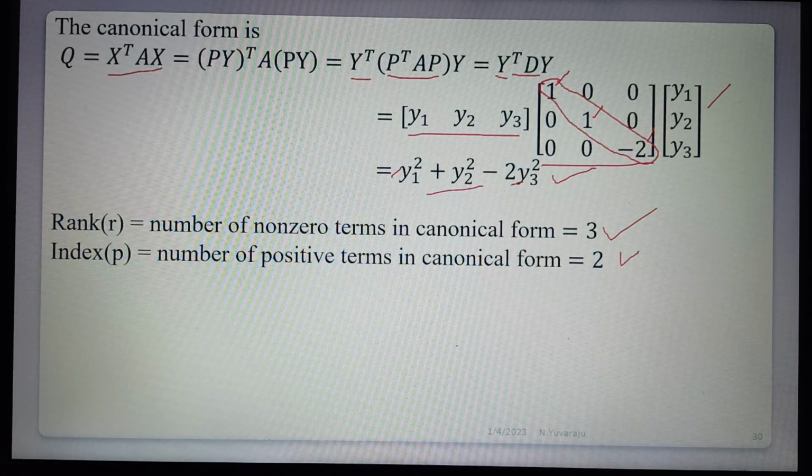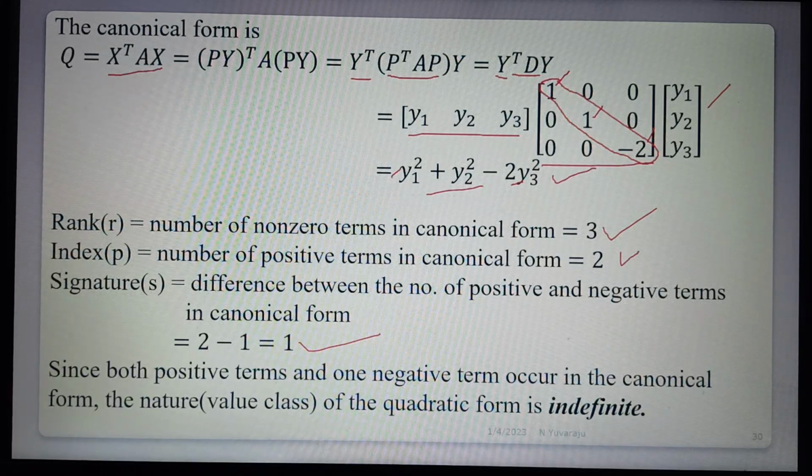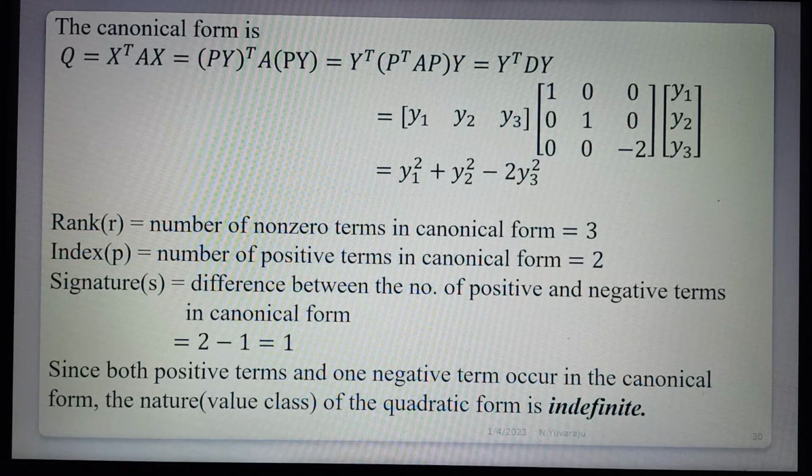Next, signature. Signature means the difference between the positive and negative terms. Positive terms are 2, negative terms are 1. 2 minus 1 is equal to 1. This is the signature. Next, nature. Nature: in the canonical form the terms are both positive and negative, so it is indefinite. Nature is indefinite. Okay, now this is the method of diagonalization transformation, which converts to the canonical form.